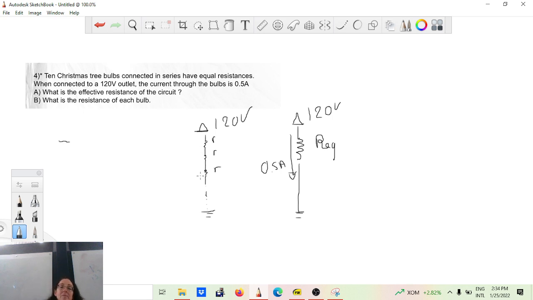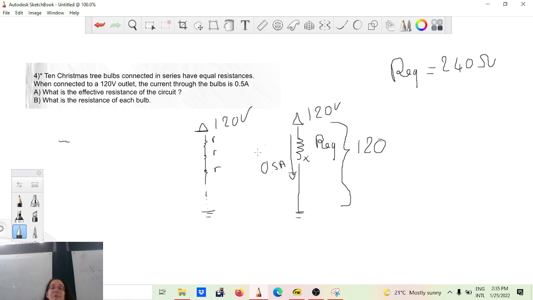So I have 10 of them. So I can replace those 10 by a big one that I call the equivalent resistance, or the effective resistance, sometimes it's called. And I know that the voltage drop is 120. So the equivalent resistance is going to be 240 ohms. If this is 240 ohms and you have 10 of them, each one of them is 24 ohms.